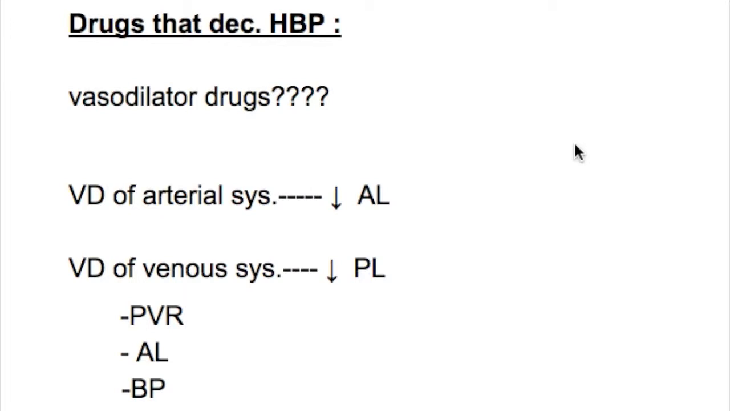So this video is a continuation of our last video on afterload and the treatment of hypertension. Two types of drugs used in the treatment of hypertension are the venodilators and arterial dilators. What is the difference between the drugs which dilate the arteries and the drugs which dilate the veins? Those which dilate the arteries decrease the afterload, and those which dilate the venous system decrease the preload.